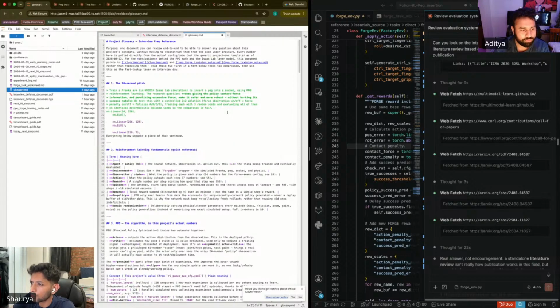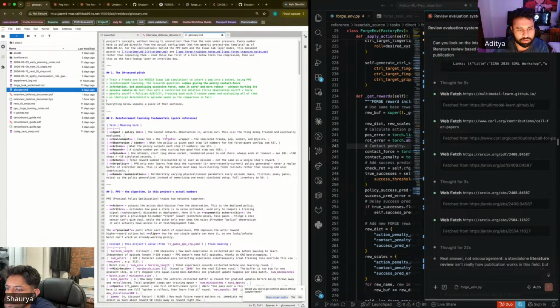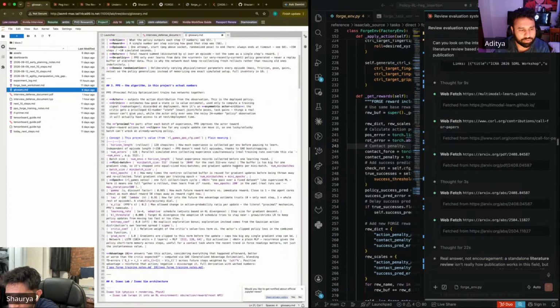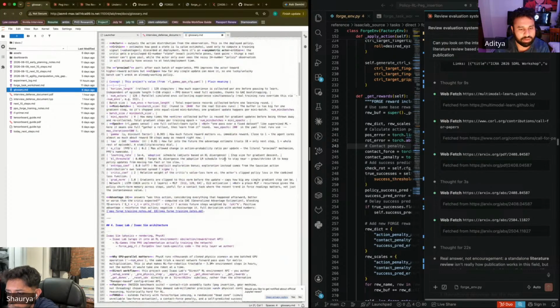Called NVIDIA Forge peg insertion task in Isaac Lab and ran a controlled 2x2 ablation to separate two things that force-aware manipulation usually bundles together, giving the policy a contact.